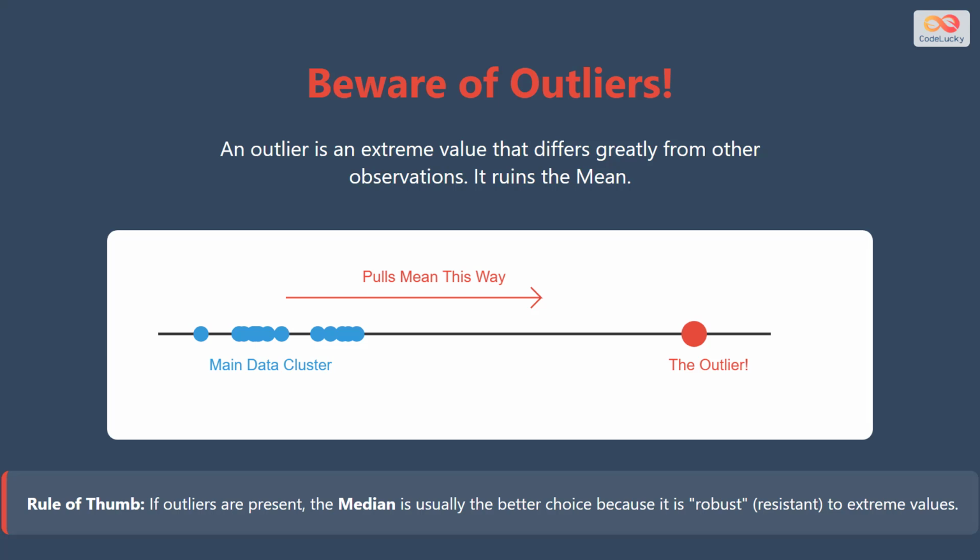This brings us to outliers, extreme values that don't fit the pattern. A single massive outlier can drag the mean drastically up or down, while the median barely budges. As a rule of thumb, whenever you see outliers, trust the median to give you the honest picture.